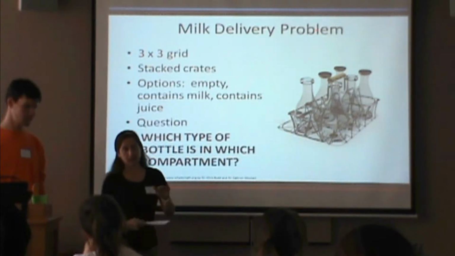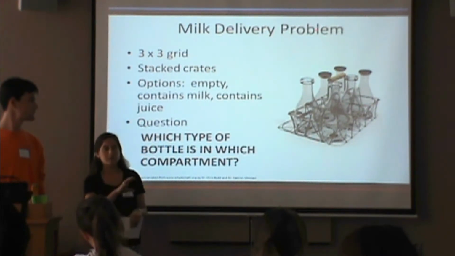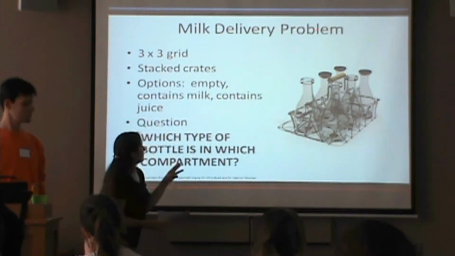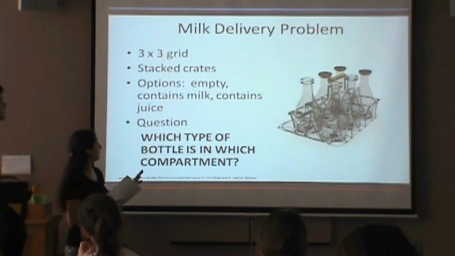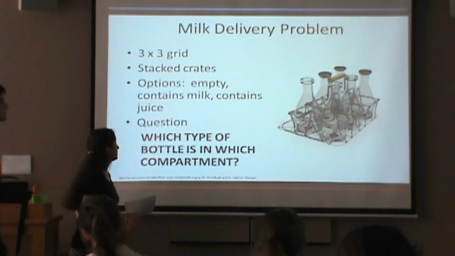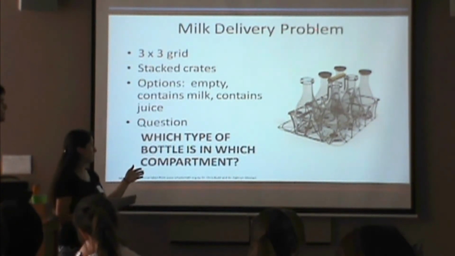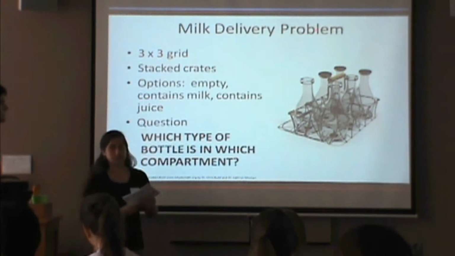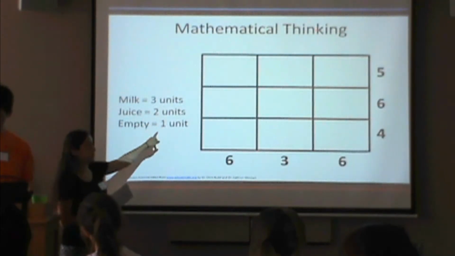And they're stacked crates, and so you can't see inside of them. All you can see is basically maybe the bottlenecks, to where it would probably be filled or not filled. There's three options for the containers. One is that it's completely empty. One is that it contains milk, and one is that it contains juice. The question that we want to know is which type of bottle is in which compartment. So we want to know, is it empty, does it have milk, or does it contain juice? The idea is that milk is 3 units, juice is 2 units, and empty is 1 unit.